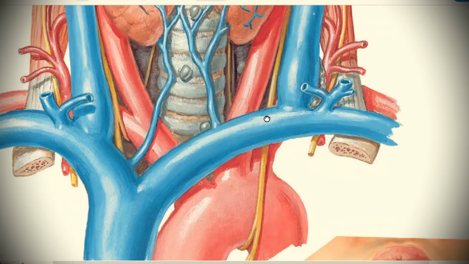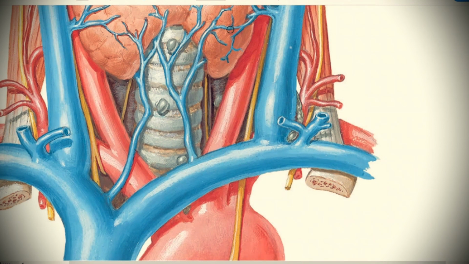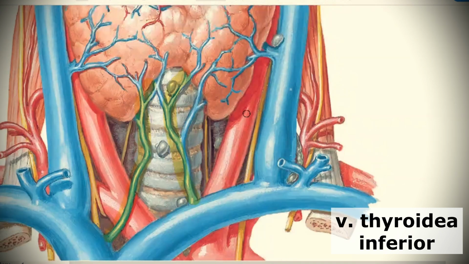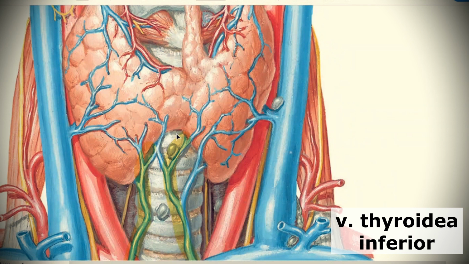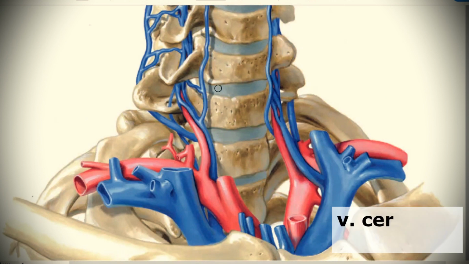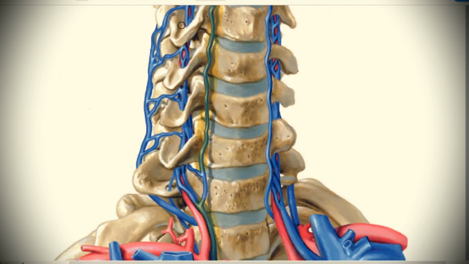So if you talk about big veins, first of all, as you can see, it's the vena thyroidea inferior, the inferior thyroid vein, that drains blood from the thyroid gland, from the thyroid plexus, left and right. Next one is the deep cervical vein, vena cervicalis profunda. Next one is the vena vertebralis.